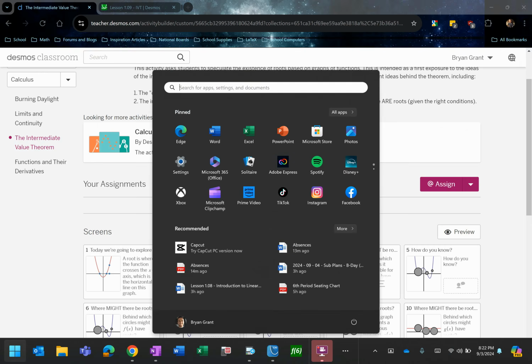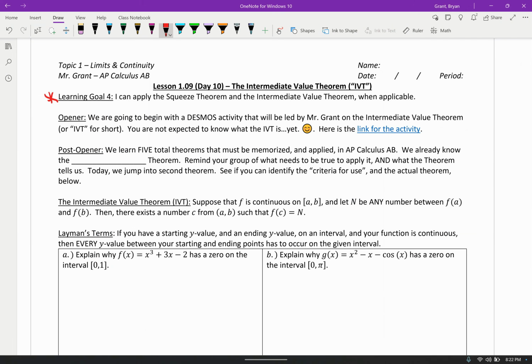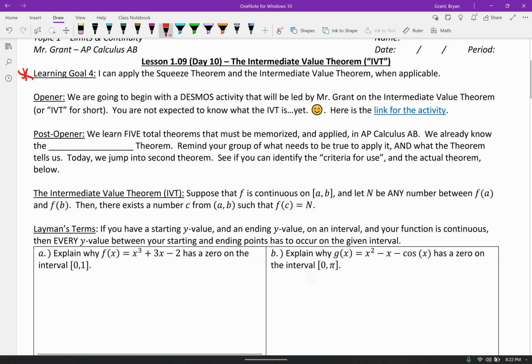And so with that, we're done with the lesson for today. You know the IVT. Or maybe we should do a little bit more. So here we go. We learn 5 total theorems that need to be really applied on free response questions. And we already know one of them, which of course is the squeeze theorem. Okay. Do you guys remember what needs to be true to apply the squeeze theorem? Right, I think there are 2 things, weren't there?